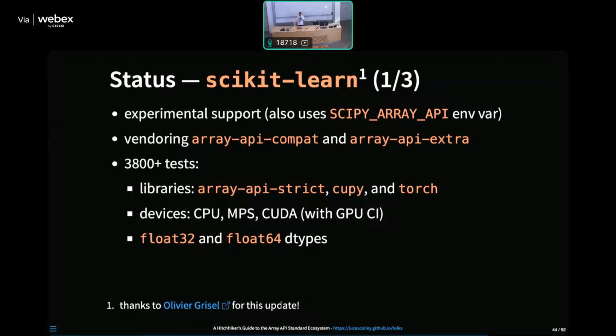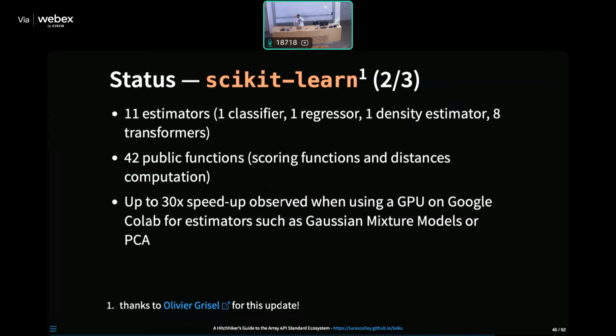Scikit-learn too, similar story to SciPy with experimental support. Also lots of tests, lots of different devices, and yeah, API coverage is coming along nicely. Various different estimators and other helper functions, and yeah, massive speedups as well being observed there.